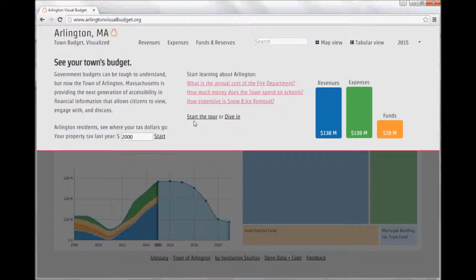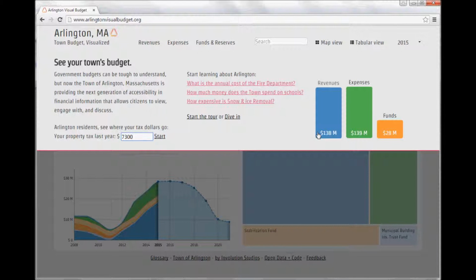When you first open the website, you're invited to take a quick tour, which shows you how to find answers to the sort of questions you might have about town finances, such as how much is spent to fund various town departments, or the schools, or a special interest. This year, how much did this winter's record-breaking snow cost us? I'll get to that later. You are also invited to enter your own property tax bill so that you can see what you, as a taxpayer, are spending for the services the town provides.